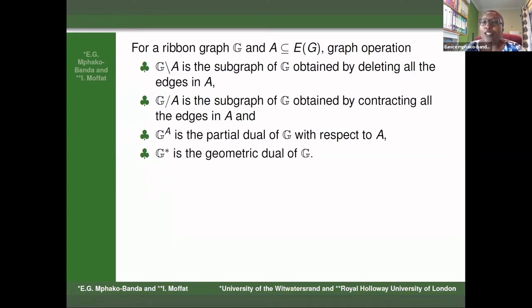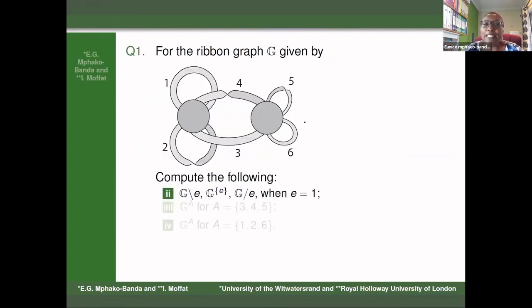Now we would want you to develop a feel for this contraction, deletion, and finding the partial dual, because all these concepts you need in order to understand the actual open problems. So you should be able to try and solve certain problems, and try to find these subgraphs on your own. So I've taken the same graph which I introduced.